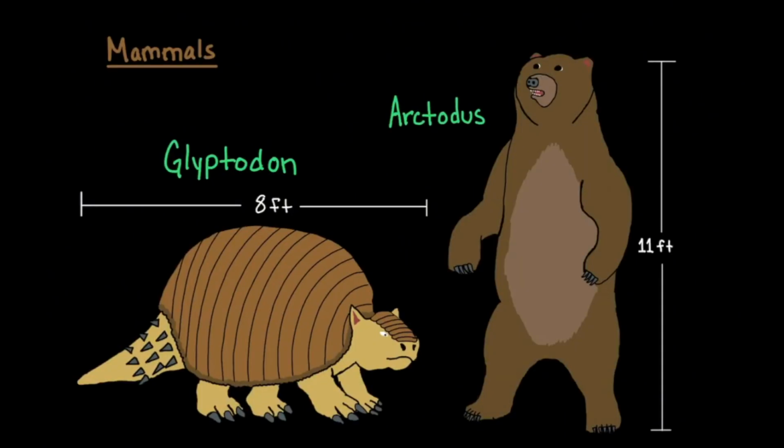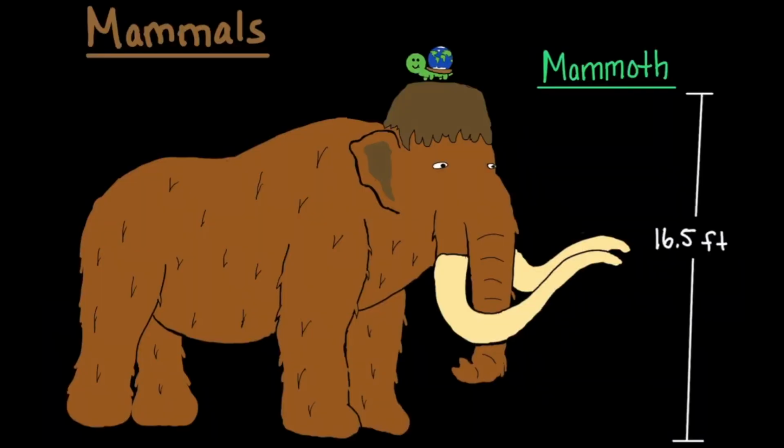Arctodus was a giant bear that was 11 feet long. It had relatively long and slender limbs, indicating that it was possibly a good runner. Mammuthus, or the woolly mammoth, stood at around 16.5 feet tall, and it lived in northern continents.